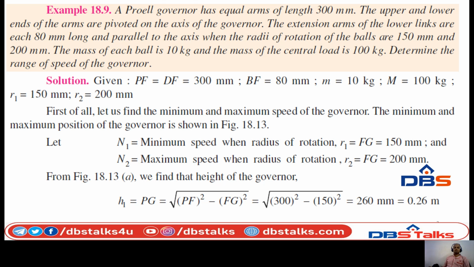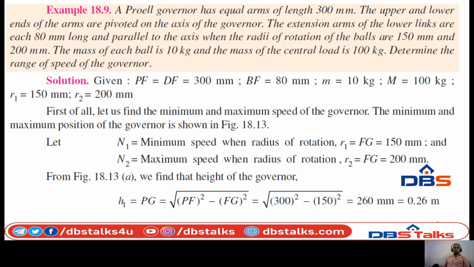So what is the given data? It is given that it is a Proell governor with equal arms of length 300 mm. That means the lengths of the arms above the line and below the line are equal. That means DF and PF are equal, which is 300 mm.